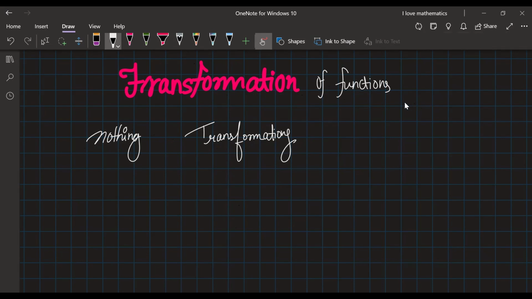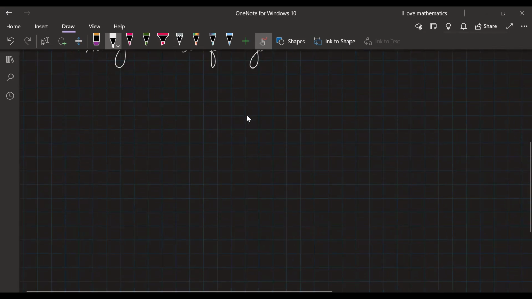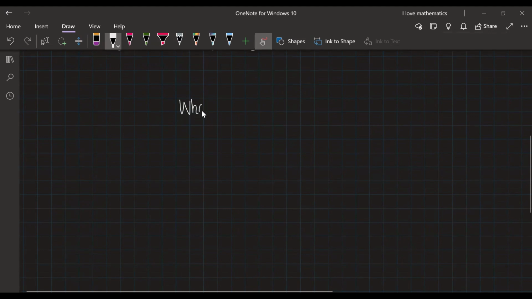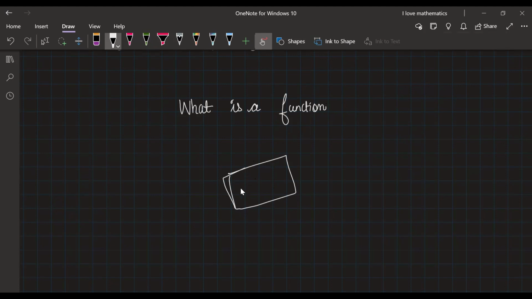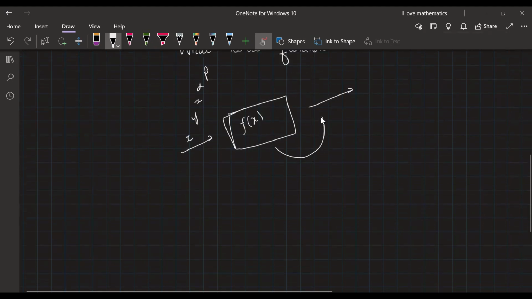Let's talk a little basic. What is a function? Usually, many people use this word without knowing its meaning. A function in mathematics is just a machine that takes an input, x, y, z, alpha, beta, any input, and gives a specific output. This specific output is what is generated by the function.